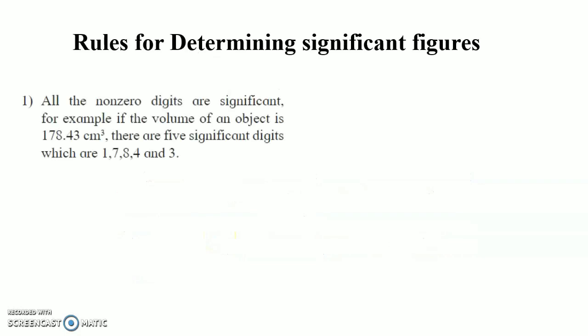There are some rules while determining the significant figures. Let's check the first rule. All of the non-zero digits are significant. For example, if we are measuring the volume of the object and if it comes out to be as 178.43, all of these 5 digits over here, that is 1, 7, 8, 4 and 3, are significant digits because they are non-zero digits.